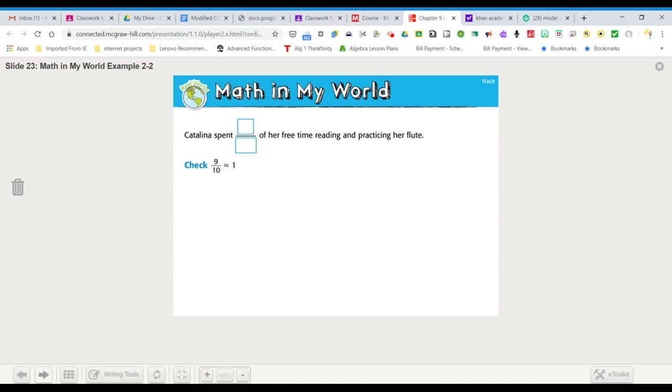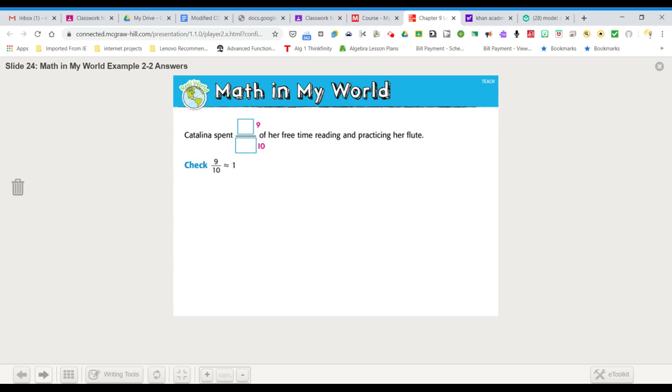And again, it says Catalina spent 9/10 of her free time reading and practicing her flute. And then the check in this case, if you were using estimation, and that goes back to chapter 9, lesson 1, when you were rounding to the nearest 0, 1/2, or 1, and then doing that check. So whichever is easiest for you, if you want to use tiles or you want to do a check by estimation, either one is fine.